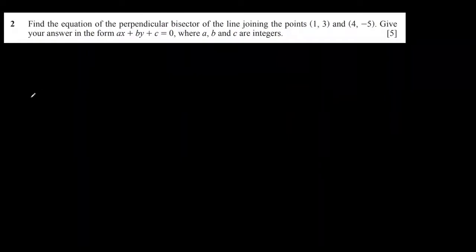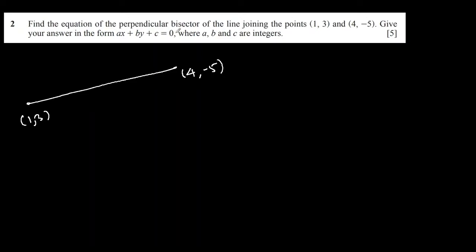Question number 2 has a line and its ends are (1, 3) and (4, minus 5). We have to find the equation of the perpendicular bisector of this line. So what will we do? We'll draw a perpendicular bisector like this. This is 90 degrees. And we have to find the equation of this one.